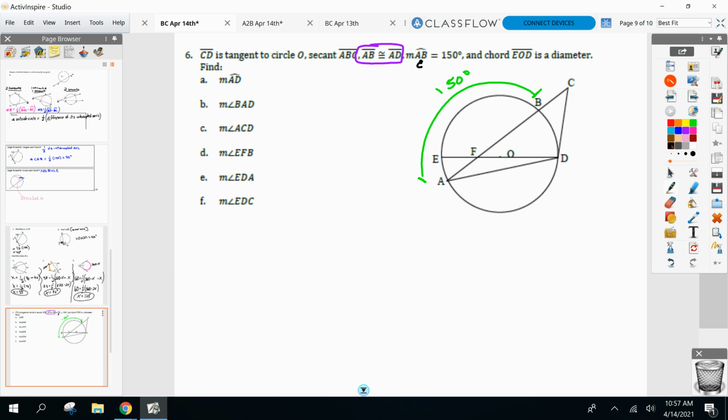There's a theorem I gave you way back in the beginning of the unit. If two chords are congruent, that implies their arcs are congruent. Everyone at home, yes? If two chords are congruent, so are the arcs. So what arcs are congruent? Chord AB belongs to arc AEB. I got that as 150. AD belongs to arc AD, which also must be 150.